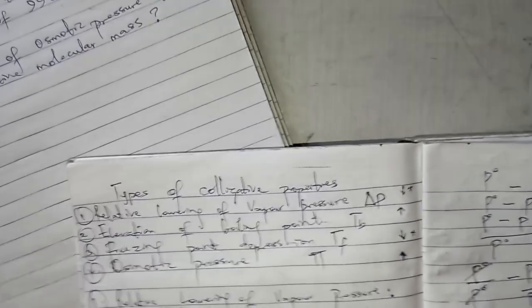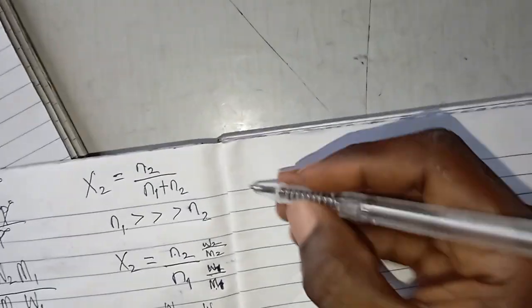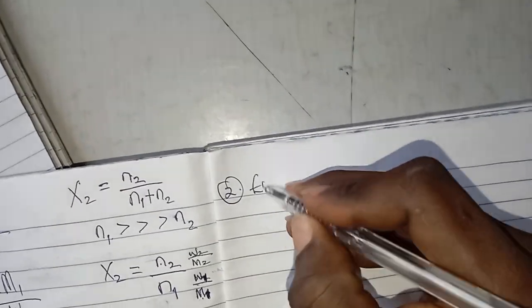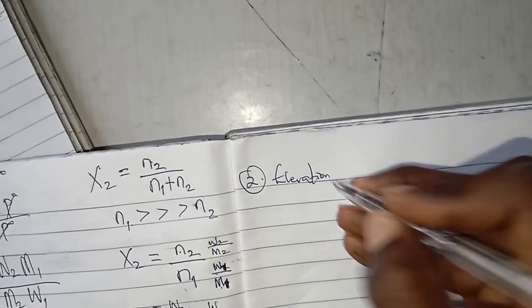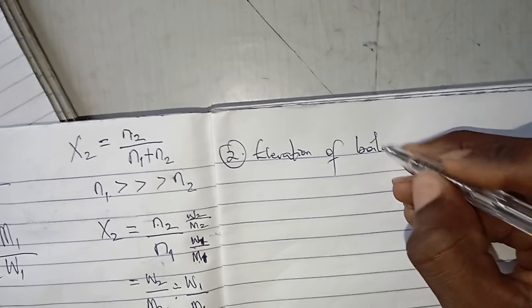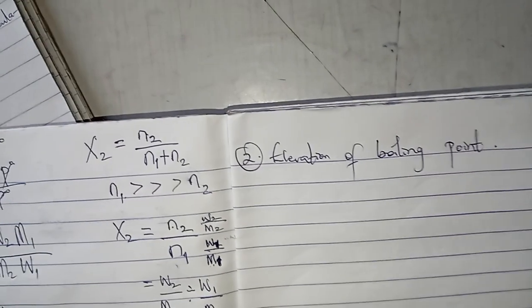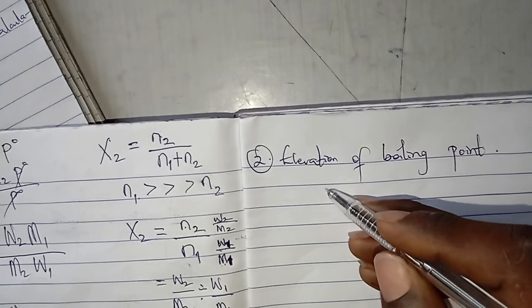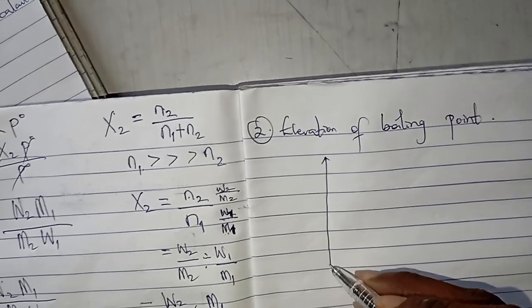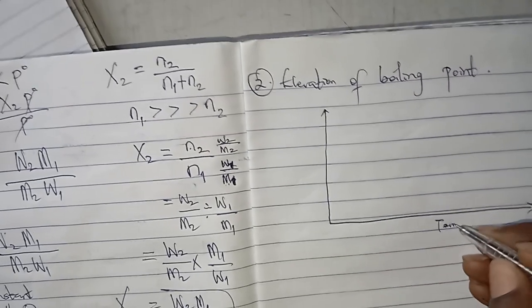So let's treat lowering of boiling points. Elevation of boiling points and lowering of boiling points. So number 2 is elevation of boiling point. So let's say I have a graph for this, and I know that boiling point talks about temperature.